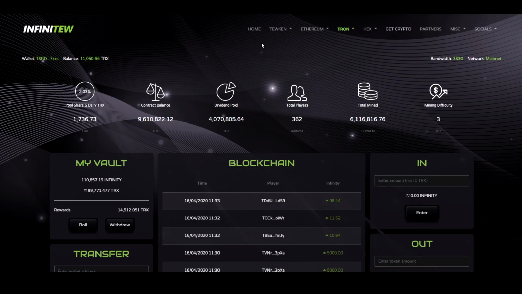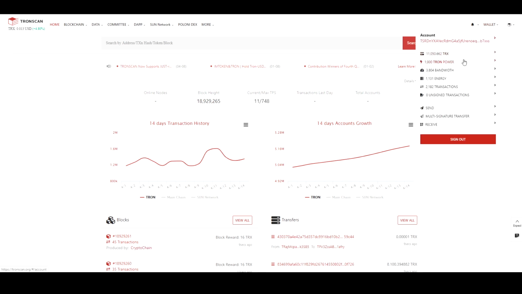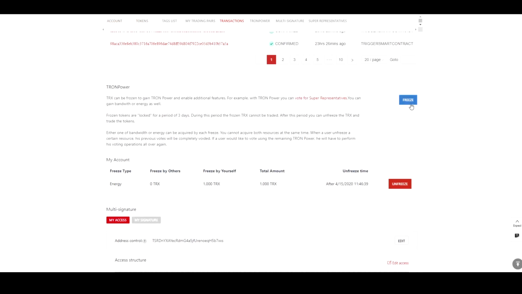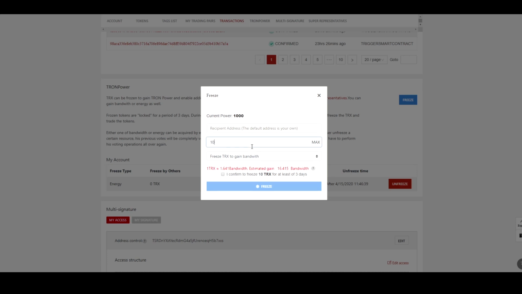After you get TRX, you want to go to tronscan.org and freeze TRX. If you successfully installed TronLink, the website will detect your wallet. Hover over Wallet and click on Tron Power. Scroll down to the bottom and click Freeze. Type in the amount of TRX you want to freeze. I recommend freezing at least 1,000 TRX to interact with the contract.